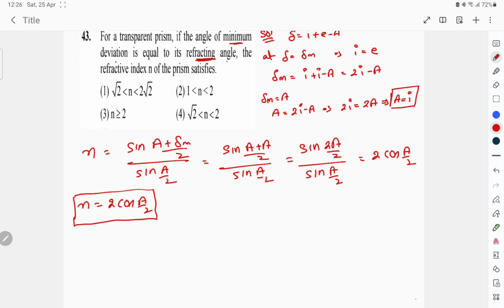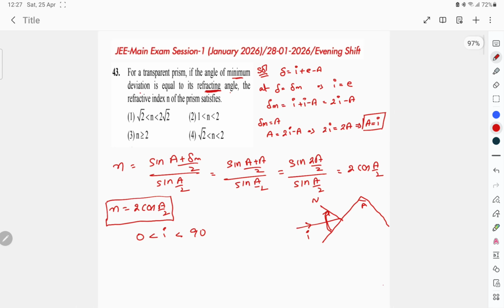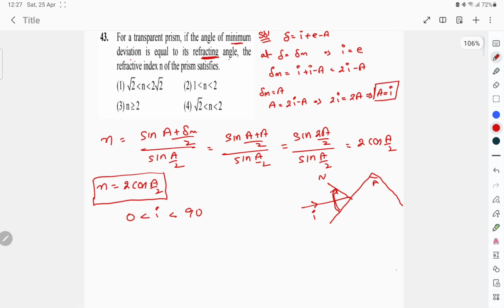And when we try to understand the angle of incidence, here A is equal to i is given. Just try to understand, if it is a prism of angle A and this one is a normal, in this situation, if you consider this angle of incidence, the angle of incidence will vary from here to here. So the angle of incidence always lies between 0 to 90 degrees only. You must try to understand. So here, since he is given that i is equal to A, I will write 0 less than A less than 90.